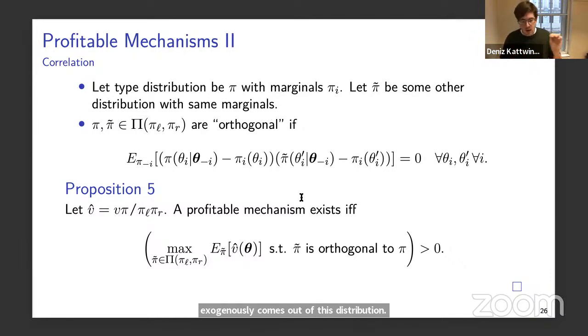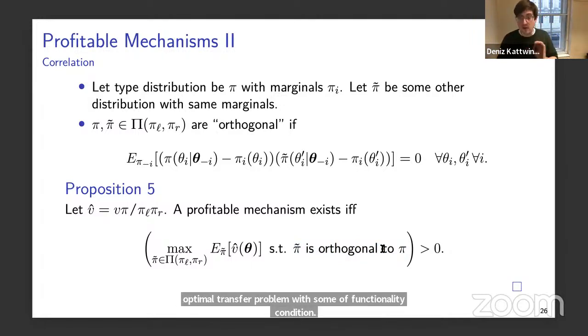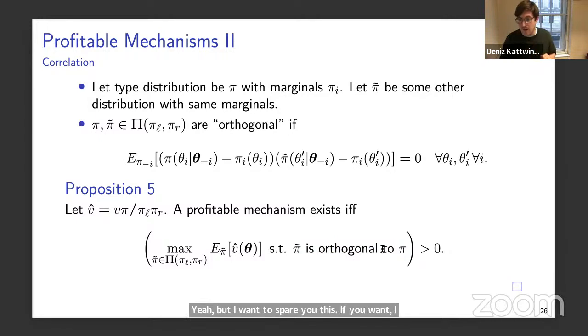We can formulate this as an optimal transport problem with some orthogonality condition. But I want to spare you this. If you want, we can talk about this in the Q&A. Because I want to say something about the more than two agent case.